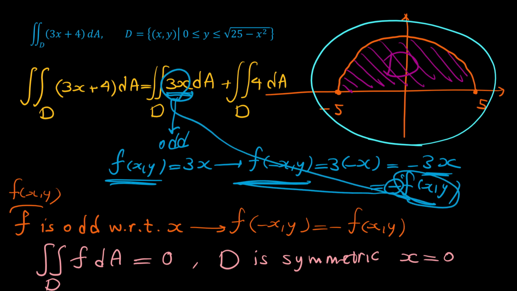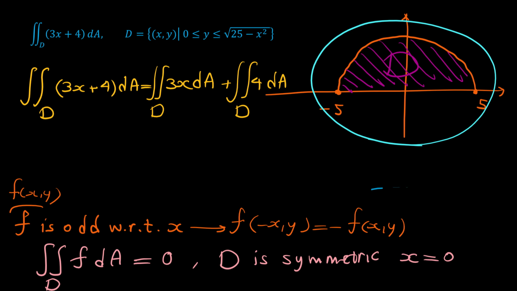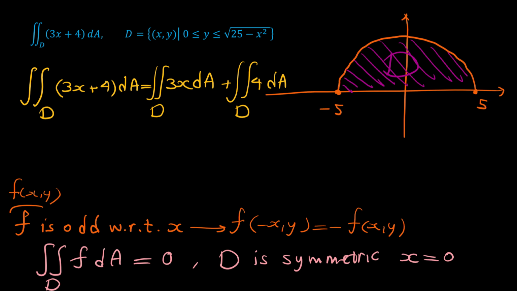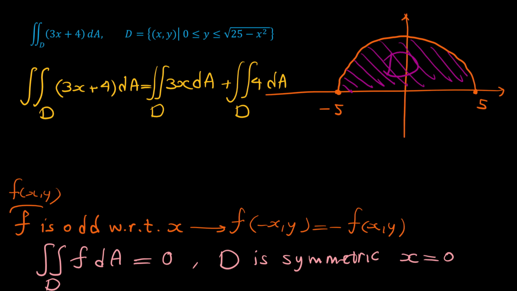It is really clear that the function is odd with respect to x. Because the function is odd, and by looking at the region D here, we can see that this region is symmetric with respect to x equals 0. So without calculating this double integral, we can say that it is 0.